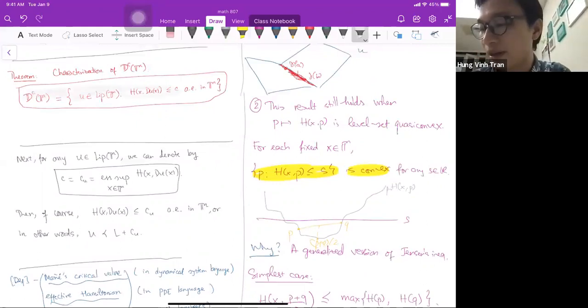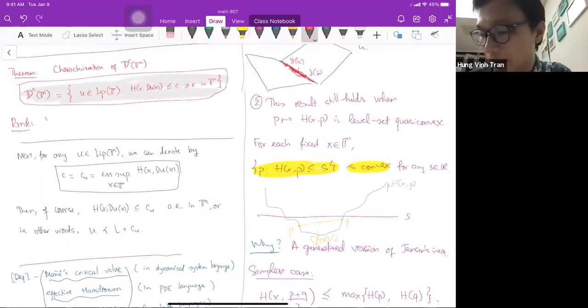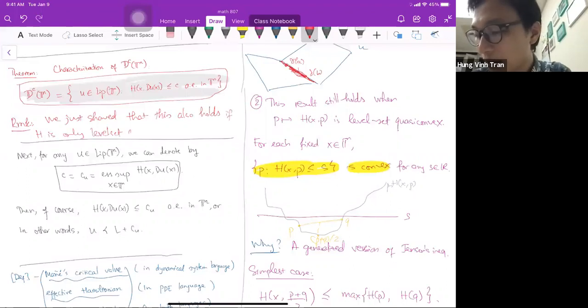So now we have a very clear characterization of DC of Tn that I'm highlighting here. And maybe let me make a remark. The remark is that we just showed that this also holds if H is only level set quasi-convex in P. Again, it's not always the case that we can have an analog version in the quasi-convex setting.